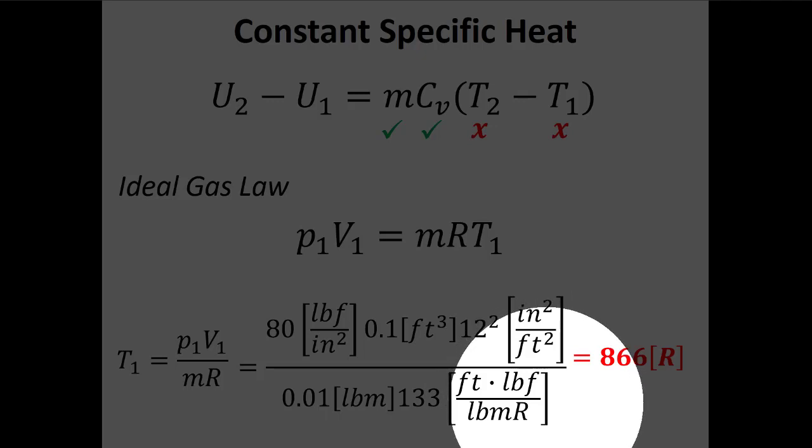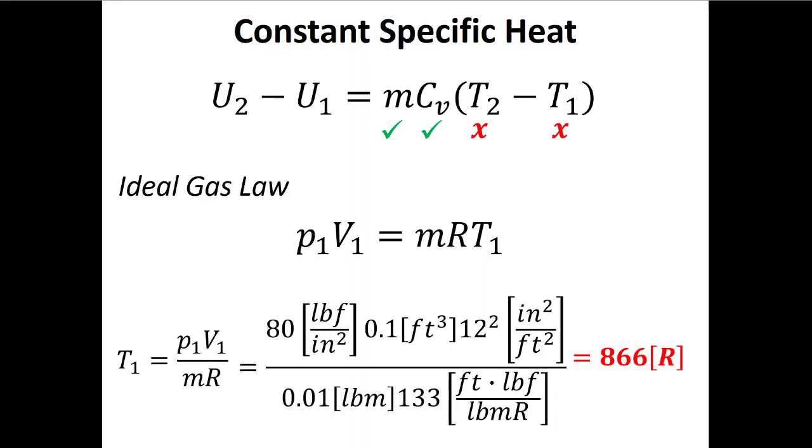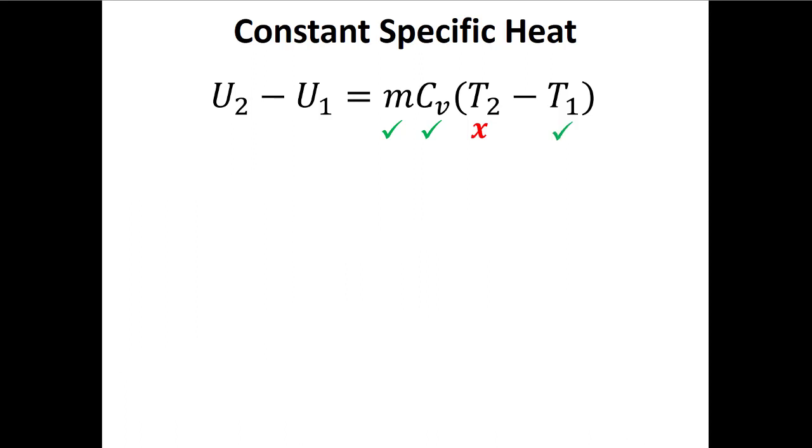That's what the big R is. That's like Kelvin, but in imperial, right? So I'd have 1 over R, right? So I invert that fraction in the denominator and I get that this is 866 degrees Rankine. So that's good. Now I know T1, but how do I find T2?